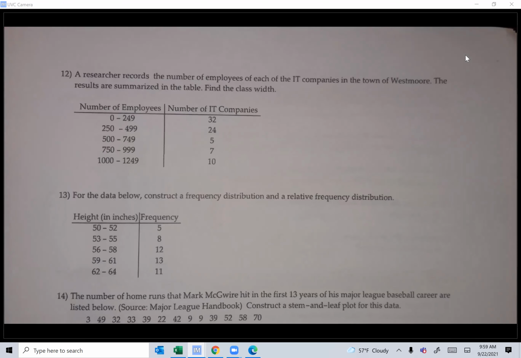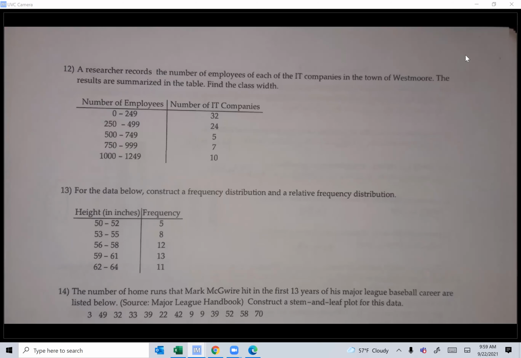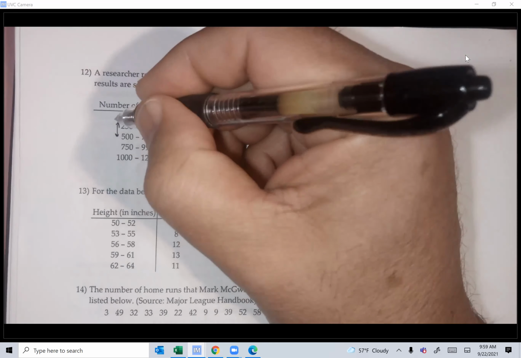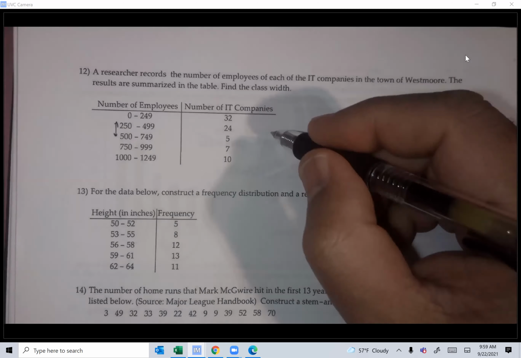Number 12. A researcher records the number of employees for each of the IT companies in the town of Westmore. Find the class width. Well, the class width, guys, we just said it, it's a difference between 2 consecutive lower class limits. So the difference between 250 and 500 is 250.